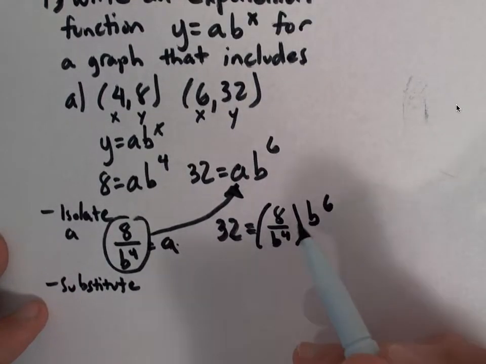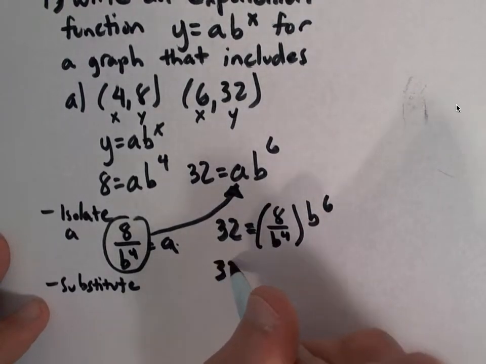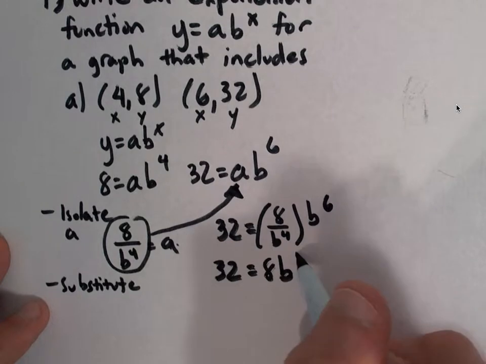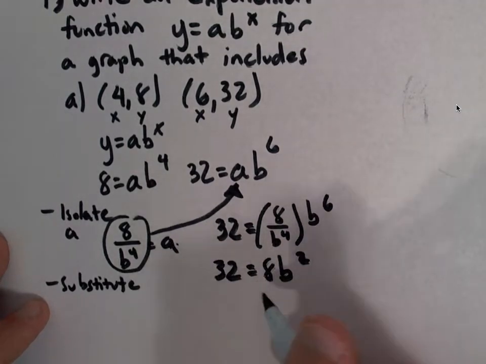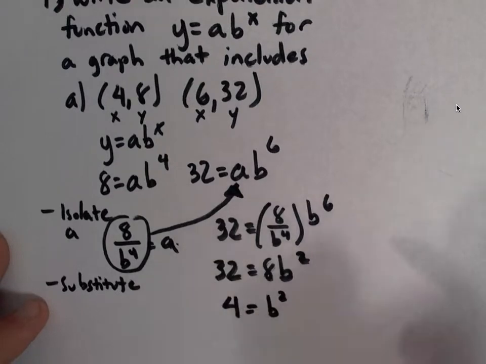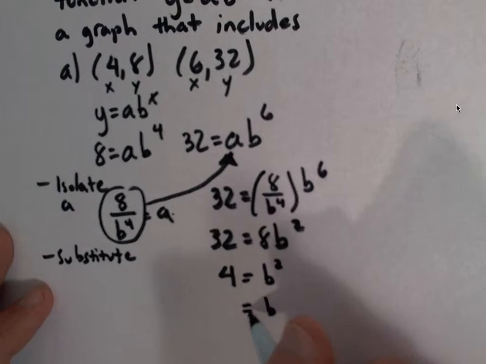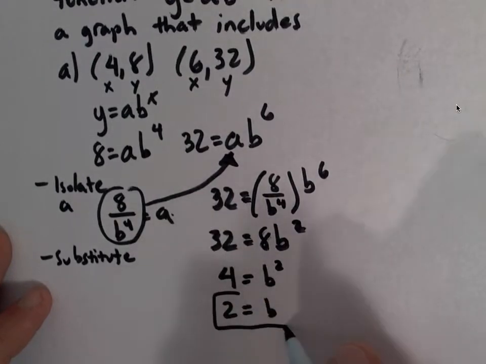Well, I've got b to the sixth over b to the fourth, so you subtract these exponents, and you're left with 32 equals 8b squared. Divide both sides by 8, so b squared equals 32 divided by 8, which is 4. And then we square root both sides, so b equals the square root of 4, which is 2.